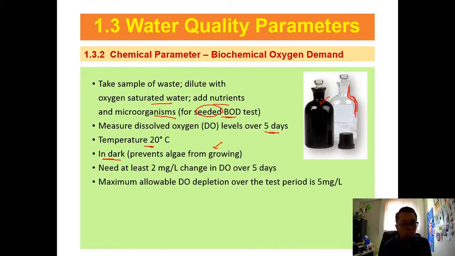So in the standard method, you can find that it states a 2 mg change in the 5 days. The maximum allowable DO depression over the test period must be 5 mg per liter. Okay.